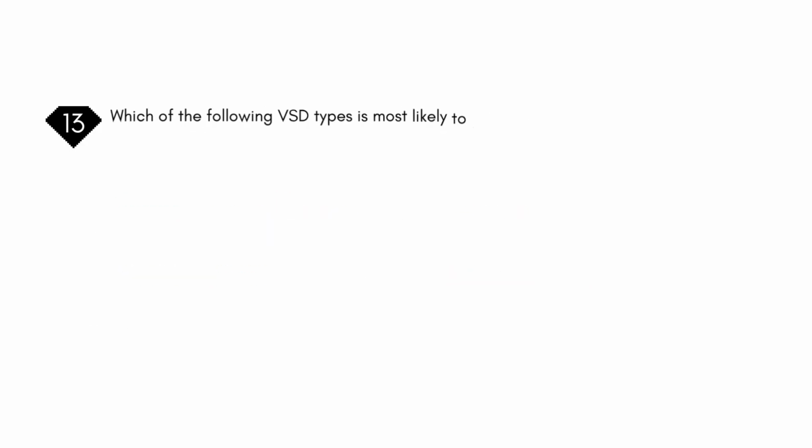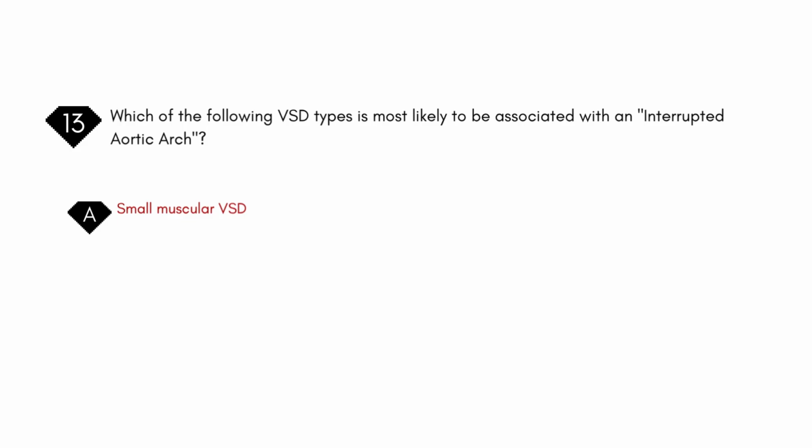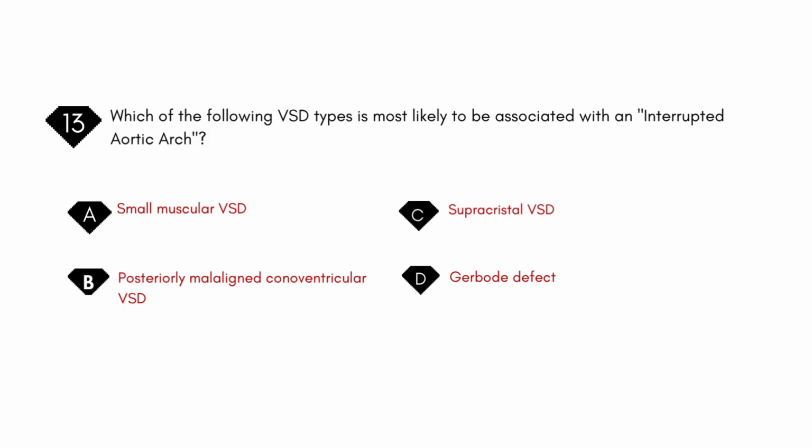Which of the following VSD types is most likely to be associated with an interrupted aortic arch? A. Small muscular VSD. B. Posteriorly malaligned conoventricular VSD. C. Supracristal VSD. D. Gerbode defect. Answer: B. Posteriorly malaligned conoventricular VSD.